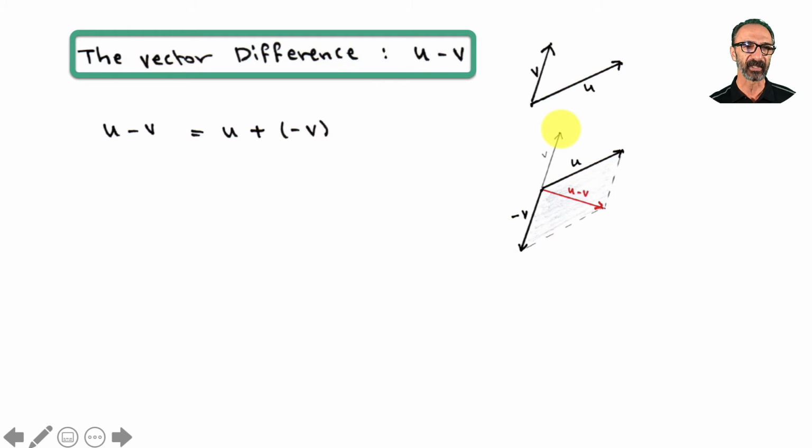Let's take U step by step. I want to go U minus V. I know V, so that's V, kind of like now in pencil. This would be minus V from the previous slide. Now I'm adding U and minus V.